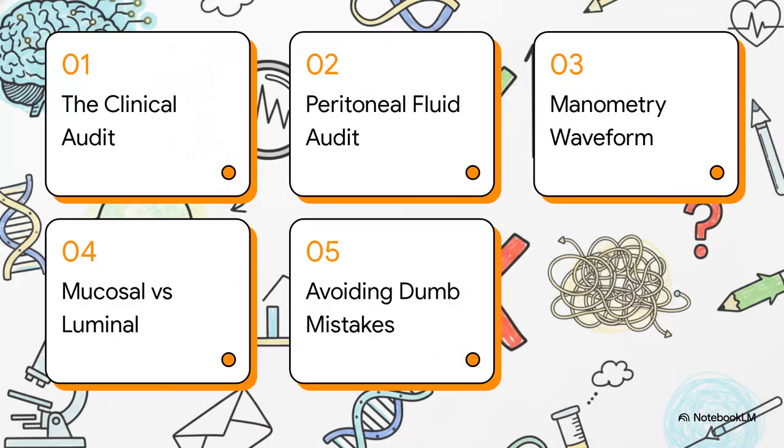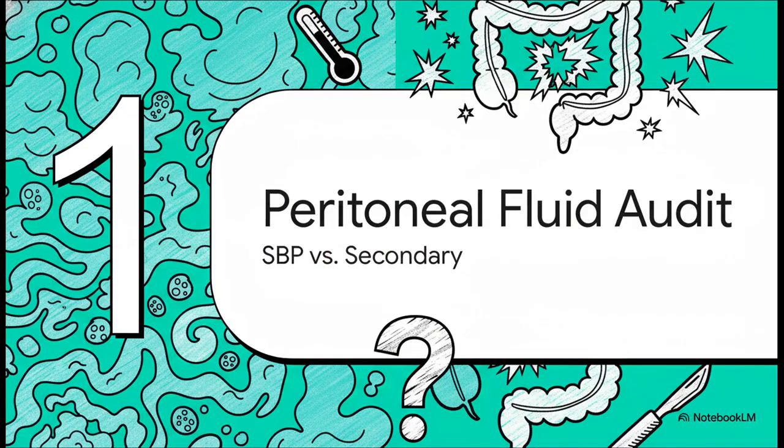Here's our clinical docket for today's explainer: the clinical audit, the peritoneal fluid audit, the manometry waveform, mucosal versus luminal limits, and finally, avoiding the dumb mistakes. Let's get to it. Module 1, the peritoneal fluid audit, spontaneous bacterial peritonitis versus secondary peritonitis.